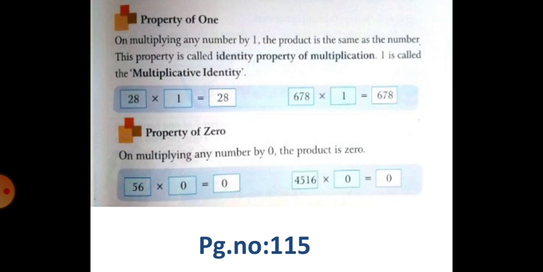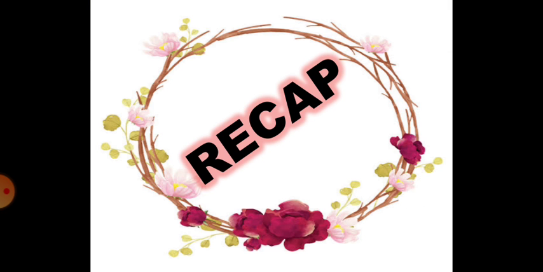Okay children, did you all understand the fourth property? Very good children. Today we discussed the properties of multiplication: commutative property, associative property, property of 1 and property of 0.